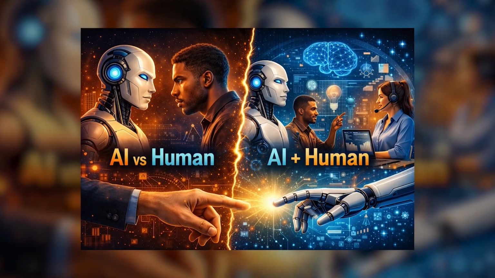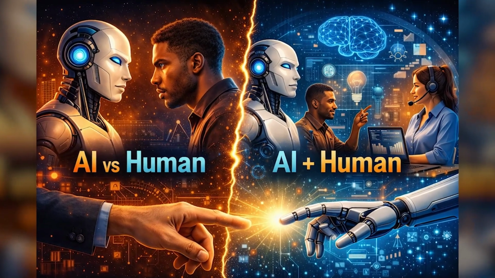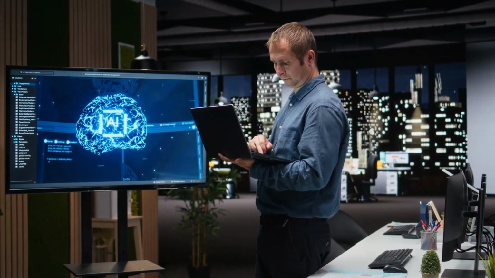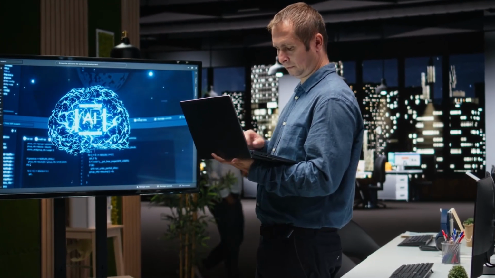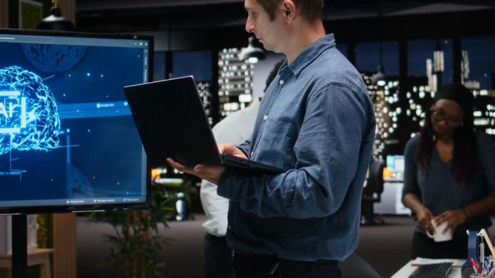The future of work isn't about humans versus AI. It's about humans working smarter with AI. Automation is not a threat. It's an advantage for those who learn how to use it early. Beginners who start today will be far ahead tomorrow.